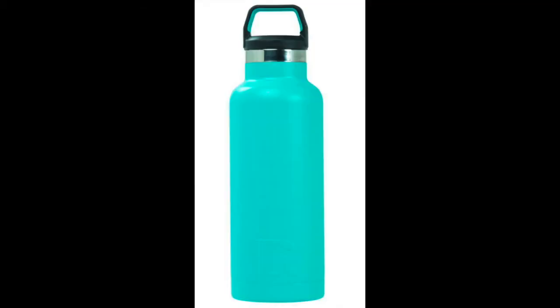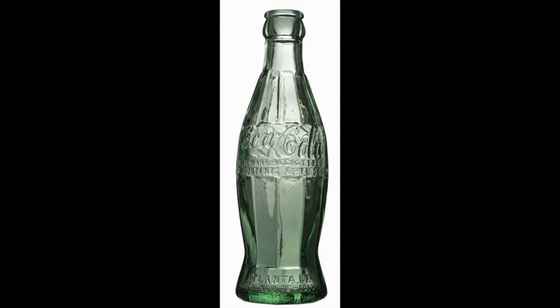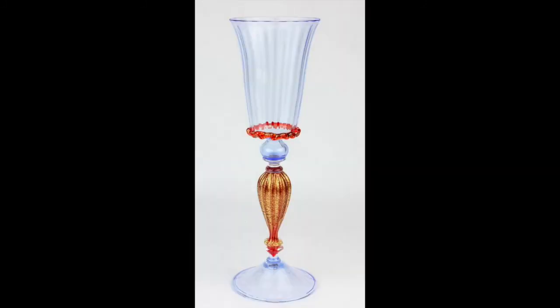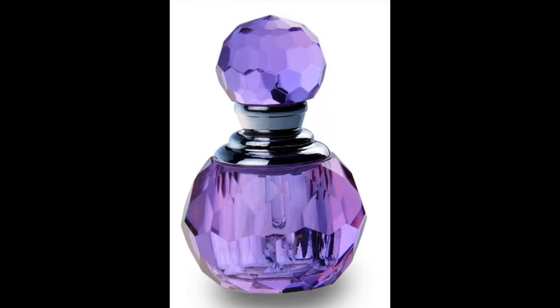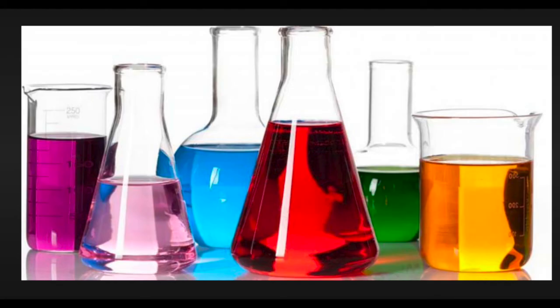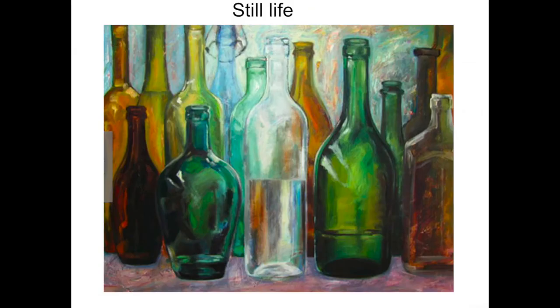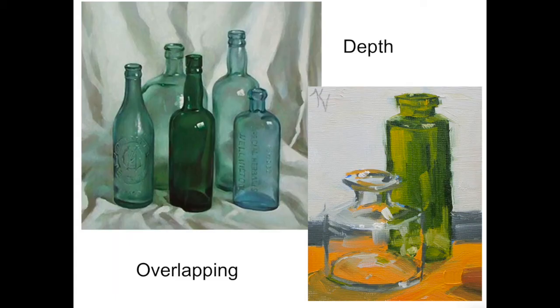It doesn't have to be a vase. It could be a bottle, or maybe a fancy glass, or a perfume container, or even a beaker from a chemistry set. This picture shows you how we might arrange the vases or bottles on a table so it looks like there is overlapping, which creates depth on the paper.